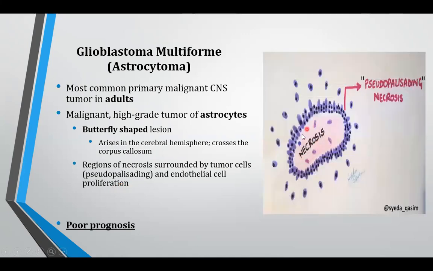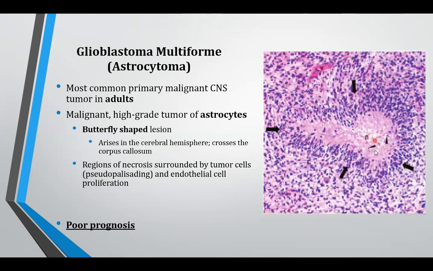Over here, you can see that this is the area of necrosis, and it is surrounded by the astrocytes, which are the tumor cells over here. These tumor cells are arranged in a pattern called pseudopalisading, that is, fencing around the necrosis. It is also surrounded by endothelial cells, which have proliferated over there. It is not shown over here, but you should remember that endothelial cells are also proliferated in the case of glioblastoma multiforme or astrocytoma. This is a histology slide of glioblastoma multiforme.